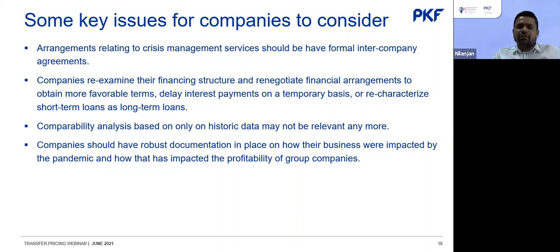So this is something we need to look at, how we are renegotiating our financial arrangements, because a lot of companies are facing a cash crunch. A lot of them can't really pay out their interest, so they are looking to categorize their short-term loans as long-term loans, or looking at other ways, like maybe doing a cash pooling arrangement where they can have more liquidity from resources within the group, so that they utilize resources within the group before they go out to an external lender.